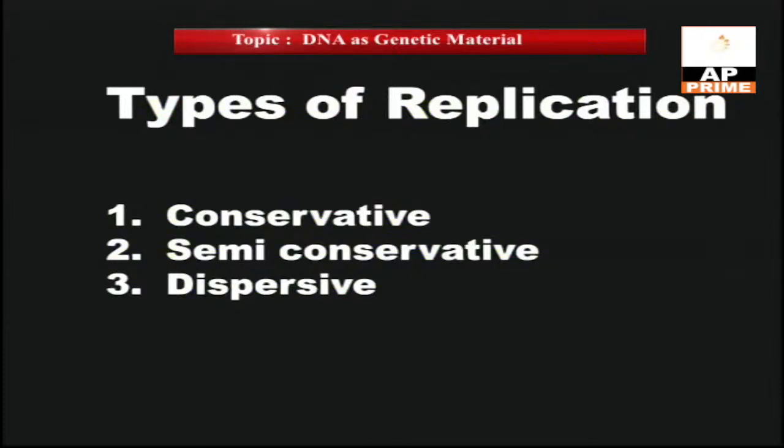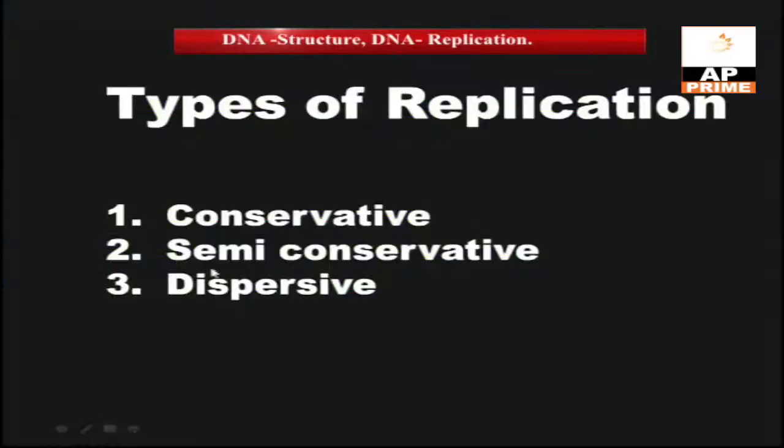What are the types of replication? Three types of replication have been proposed at the molecular level: conservative, semi-conservative and dispersive. But it was experimentally proved by the Meselson and Stahl experiment that DNA replication is semi-conservative. But we are not concentrating on this experiment. We are mainly focusing on the mechanism of DNA replication.